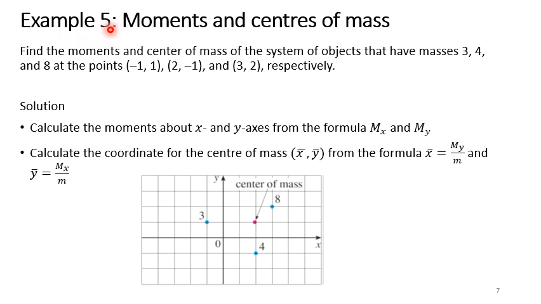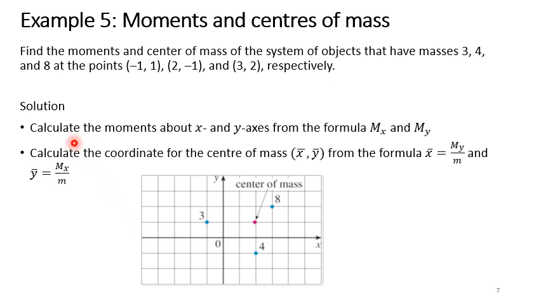Okay, let's do example 5 for moments and center of mass. Find the moments and center of mass of the system of objects that have masses 3, 4, and 8 respectively at the points (-1, 1), (2, -1), (3, 2) respectively. So you can illustrate your system. These numbers 3, 4, and 8 are the mass of each particle. The coordinate for mass 3 is (-1, 1), so you put it here. For 4 it is (2, -1), and for this one, the 8 here is (3, 2).